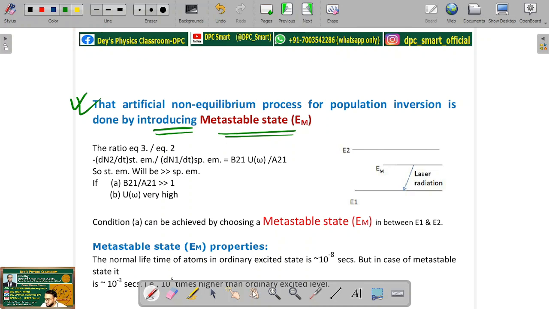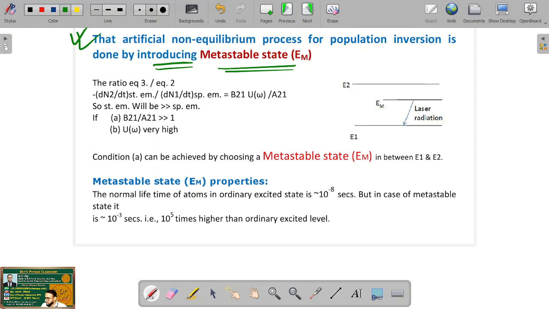Now if we make a ratio of equation 3 by equation 1, we will get minus dn2 by dt stimulated emission to dn2 by dt spontaneous emission. That would be equal to b21 u omega divided by a21. That means stimulated emission rate divided by spontaneous emission rate. If we take the negative sign to the left hand side, then on the right hand side we will get b21 u omega by a21. From here we can say that to achieve stimulated emission rate very much higher than spontaneous emission, either of them or both of them should be satisfied.